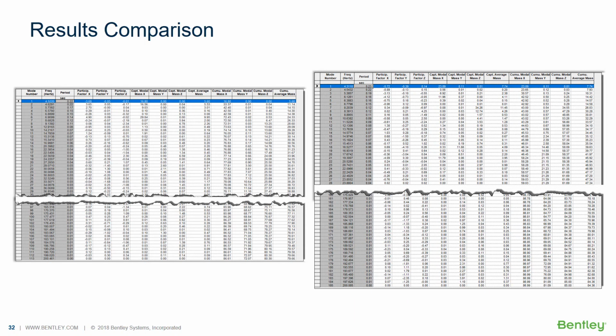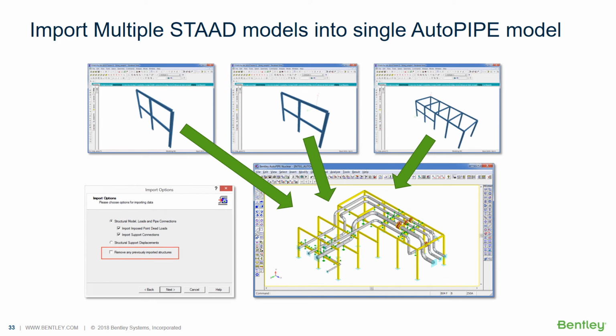Okay, that's the general overview. One other thing I'd just like to mention here is that we can import multiple STAAD models into a single AutoPIPE model. So you have the option during the import process to remove any previously imported structures. If you do that, you'll only be importing one at a time. But if say your structural team broke your plant model up in a different way than the piping team, then you might have different structural engineers working on the structure that attaches to your single piping model. And in that case, you can import all those different models in so that you have a complete piping model, even though the structure was broken up differently.